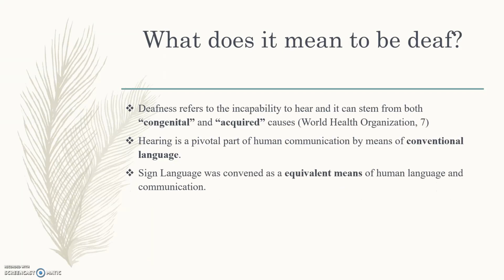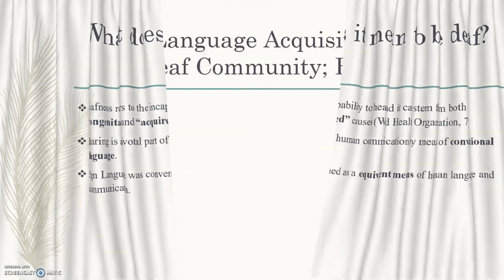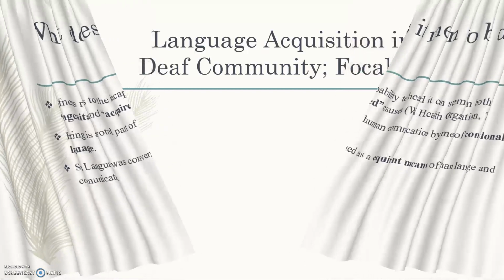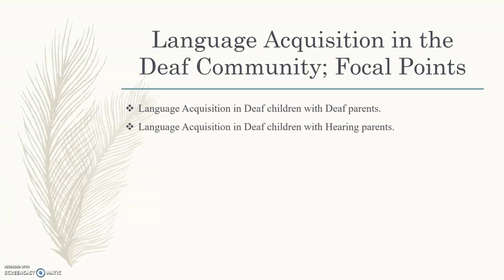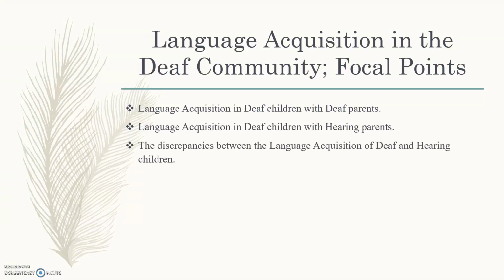Sign language then was convened as a result of the lack of hearing, but as an equivalent means of human language and communication. So then, understanding deafness to a basic phase, let's look at the focal points of this presentation. So we'd first be looking at 1. Language acquisition in deaf children with deaf parents. 2. Language acquisition in deaf children with hearing parents. And lastly, 3. The discrepancies between language acquisition of the deaf and hearing children.